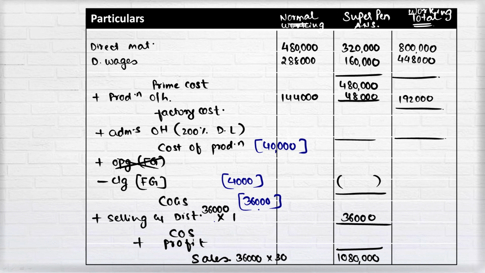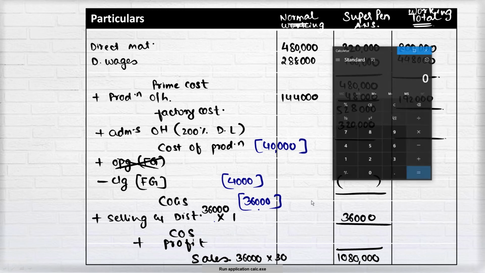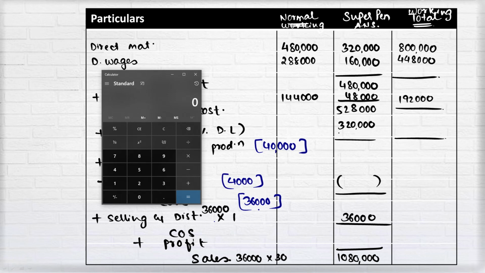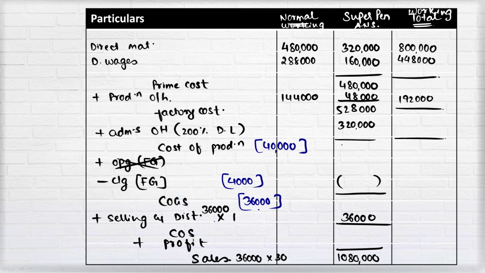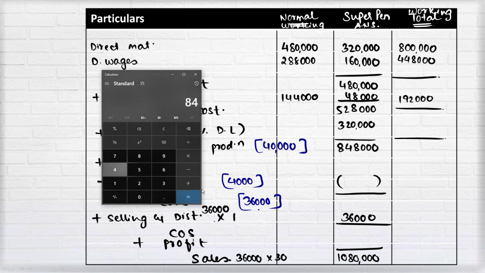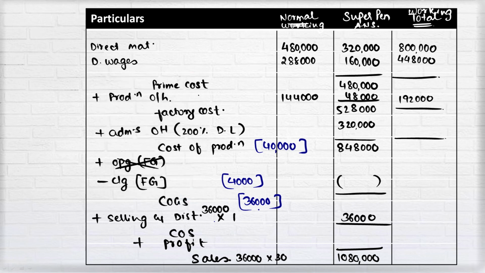I am totaling out only super pen because I am interested only in super pen. 5,28,000. Administrative overhead 200% of direct labor will be 3,20,000. Cost of producing 40,000 units will be 8,48,000. If the cost of producing 40,000 units is 8,48,000, divided by 40,000 is the cost of manufacturing 1 unit, which is 21.2.